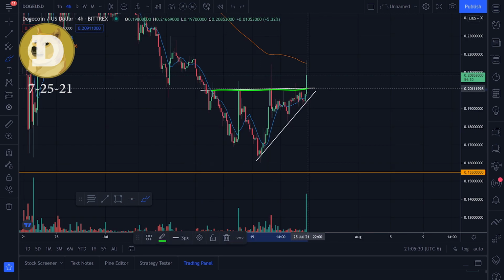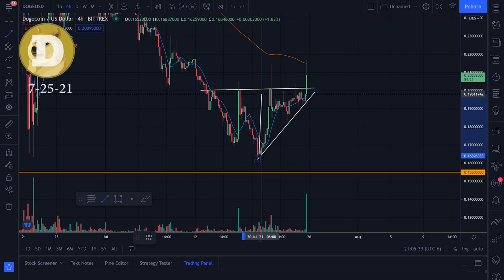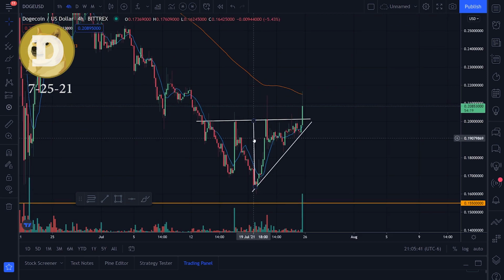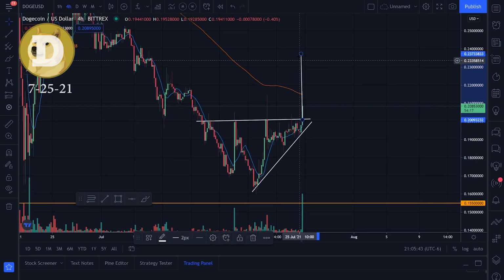So in general, I'm going to be watching this triangle pattern we have right here. We broke to the upside. This is on the 4-hour time frame, so that's the time frame you're going to be watching. And in my opinion, measuring from the top to the bottom of the triangle and dragging that to the breakout, I'm looking at a target of around 0.237, somewhere around there.